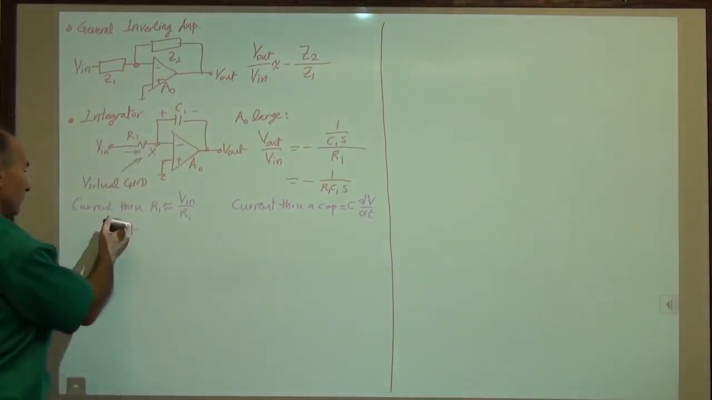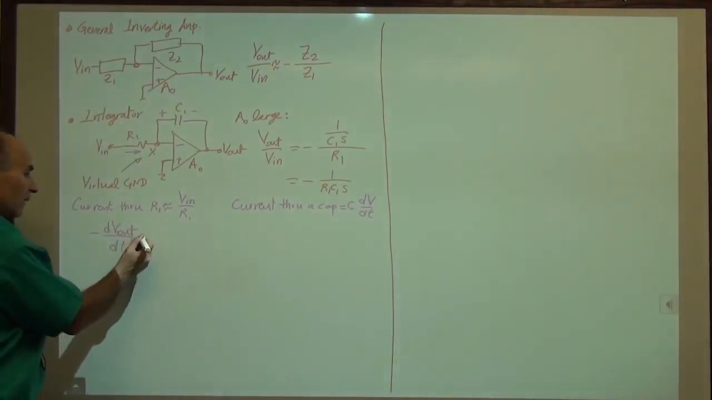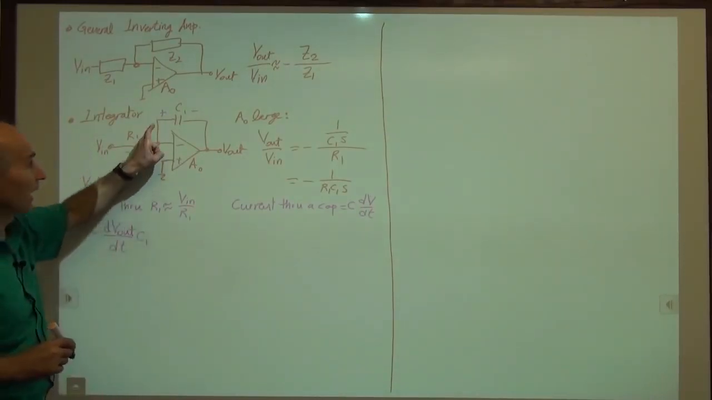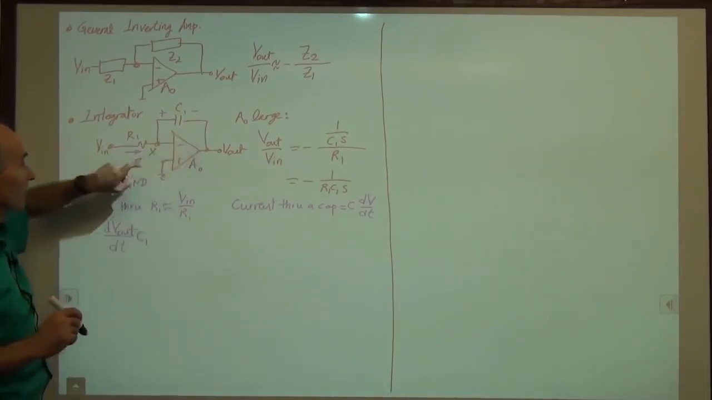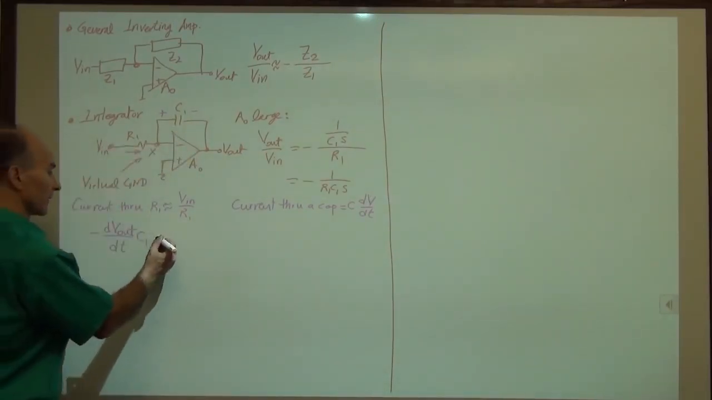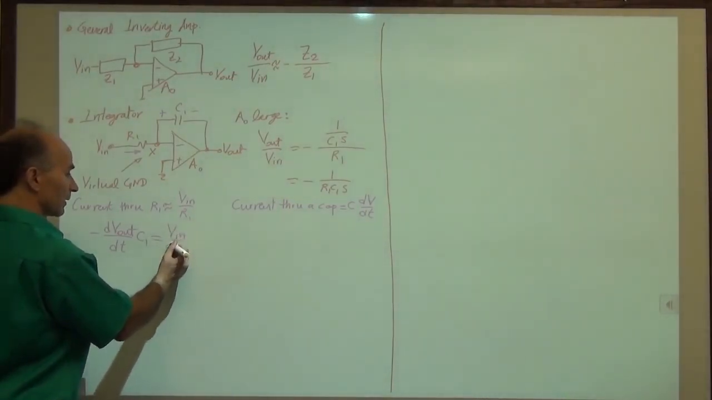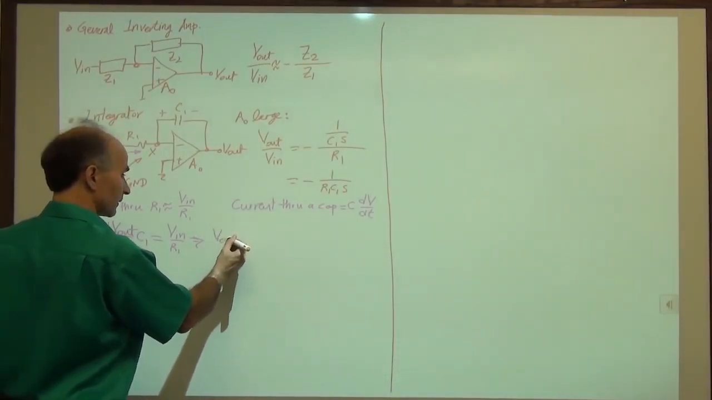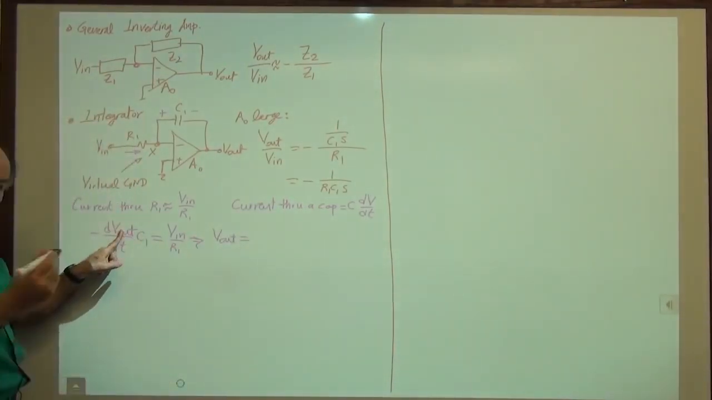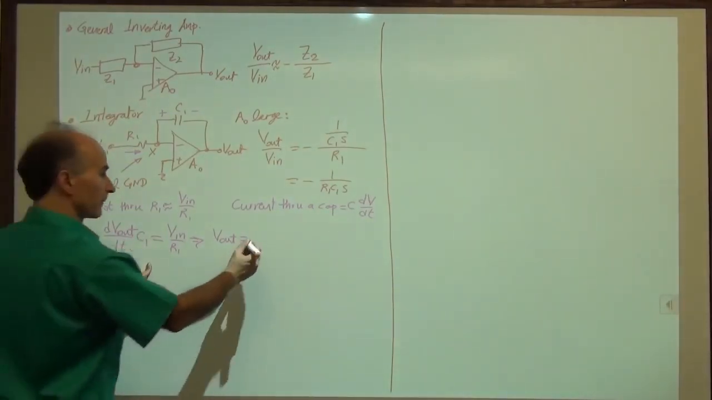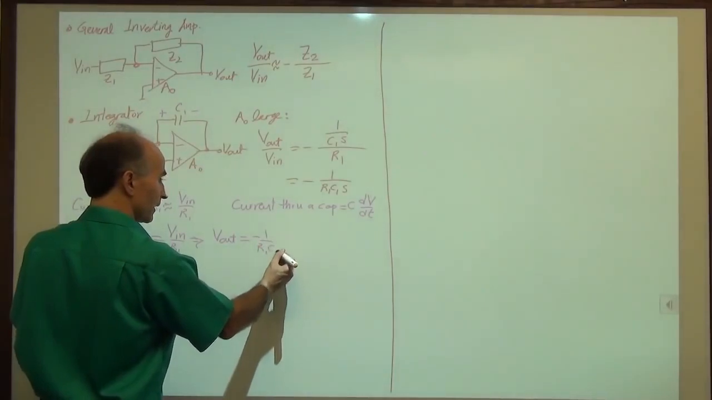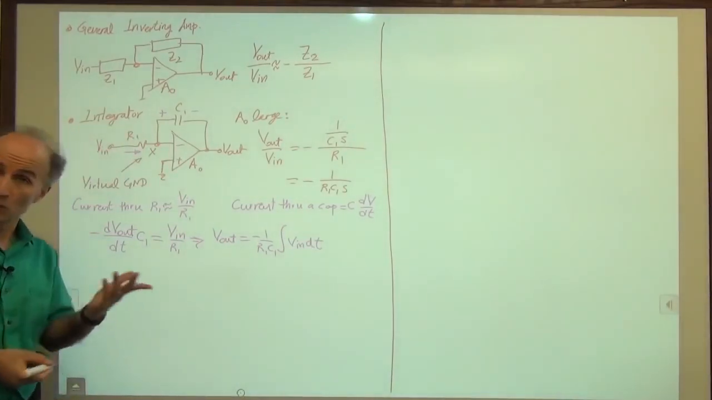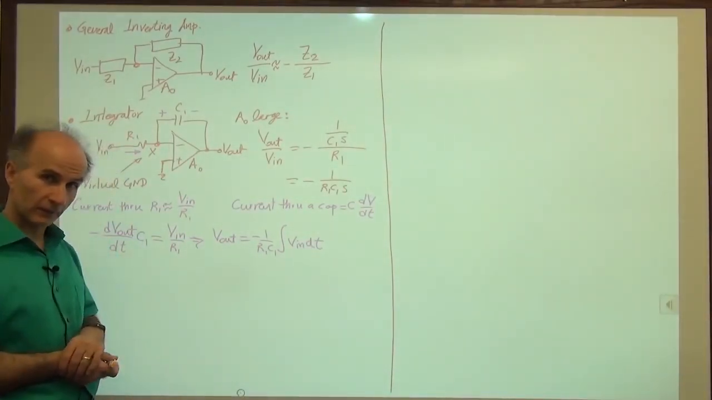Now take the derivative of that with respect to time, multiplied by the capacitor. That gives us the current flowing through the capacitor from left to right. And that happens to be the same as this current. So that's equal to V in over R1. And that means that V out is equal to, I'm looking for V out, the output voltage, so divide by C1 and a negative sign, and then integral of V in dt. So indeed, the output is the integral of the input.